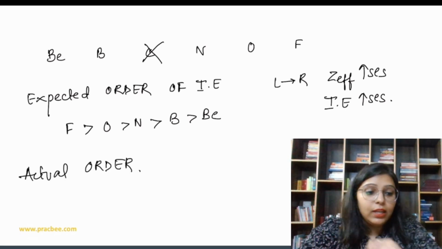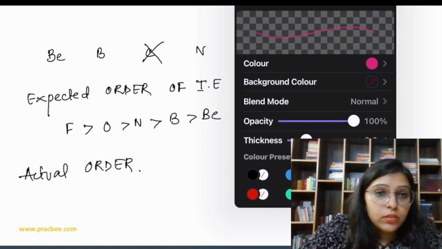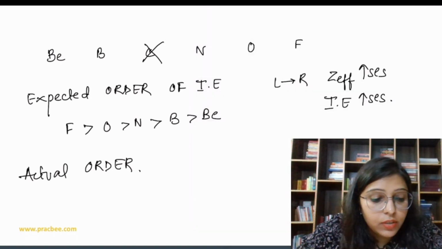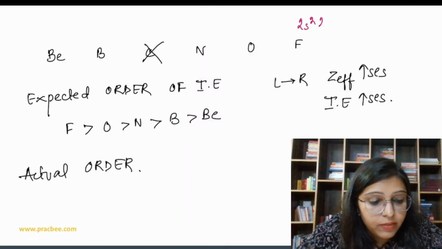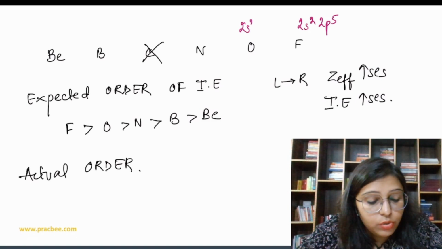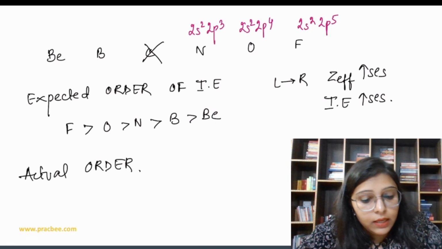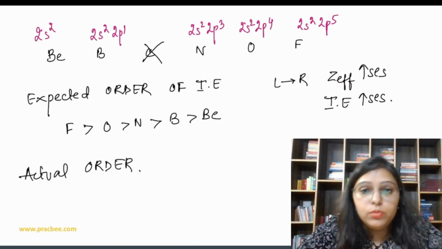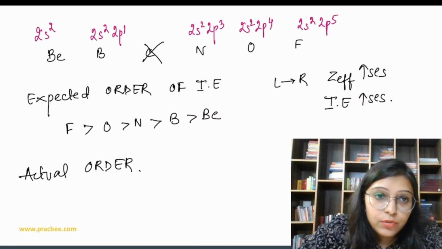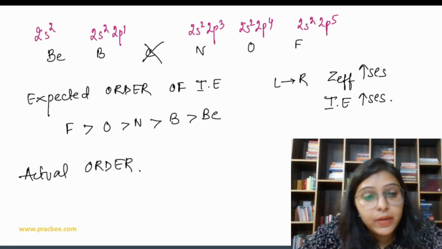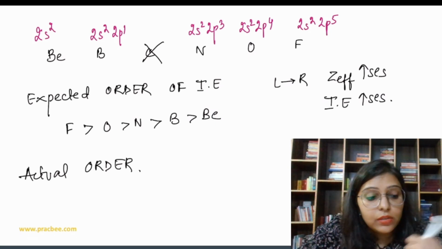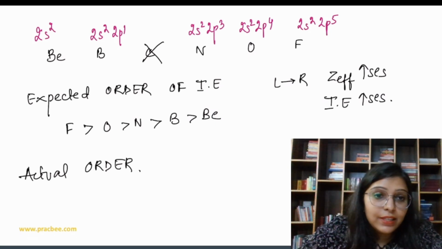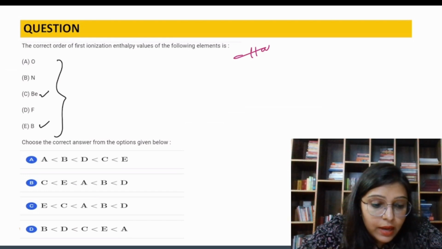We have to check the electronic configuration for that. So let's check it. This is 2s2 2p5, this is 2s2 2p4, then 2s2 2p3, then 2s2 2p1, and here 2s2. Right, so we have to apply the concept of half-filled orbitals and fully filled orbitals. Half-filled and fully filled orbitals are more stable, right?